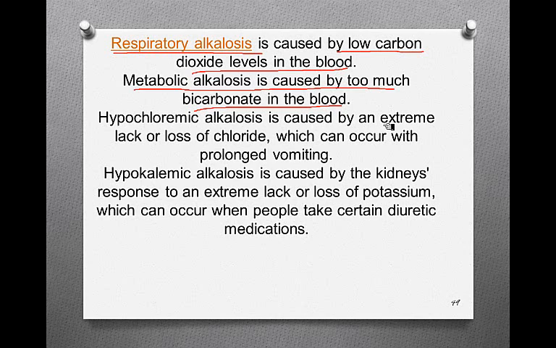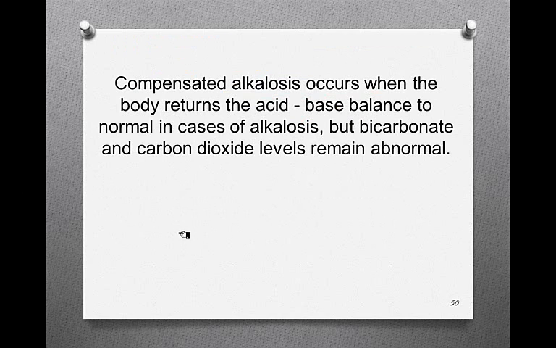Hypochloremic alkalosis is caused by an extreme lack or loss of chloride, which can occur with prolonged vomiting. Hypokalemic alkalosis is caused by the kidney's response to an extreme lack or loss of potassium, which can occur when people take certain diuretic medications. Compensated alkalosis occurs when the body returns the acid-base balance to normal in cases of alkalosis, but the bicarb and carbon dioxide levels remain abnormal.